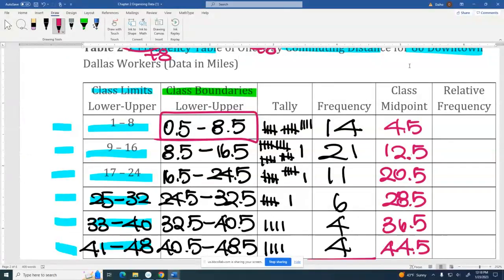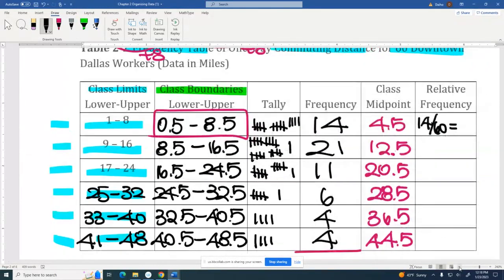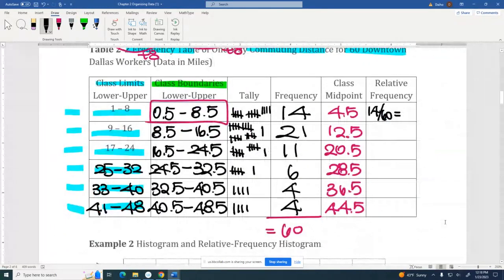And the last one, what did I say? Percentages from the frequency. How? 14 divided by 60. So the very first one will be 14 divided by 60. How much? Please. 23.3. 23.33%. Oh, thank you.